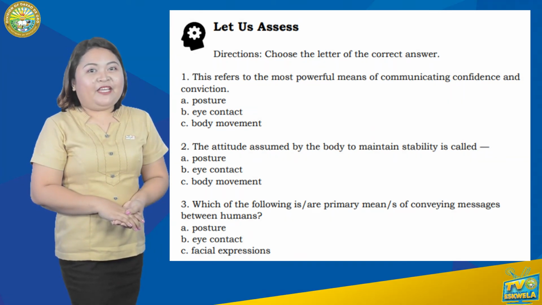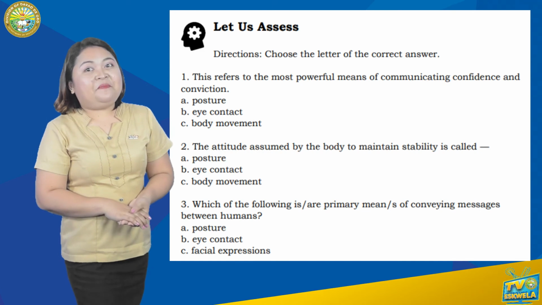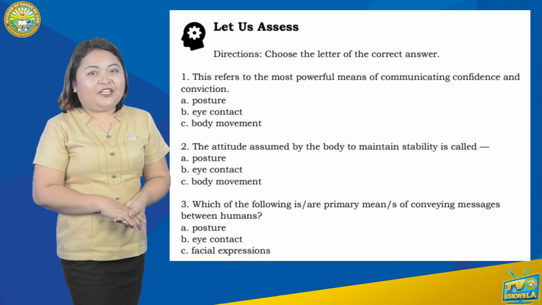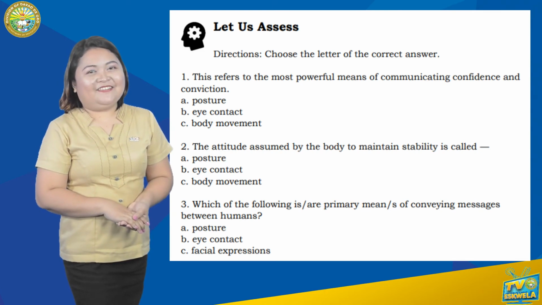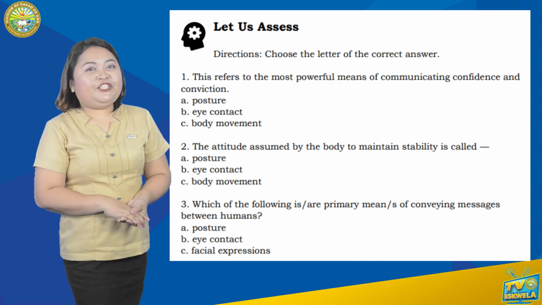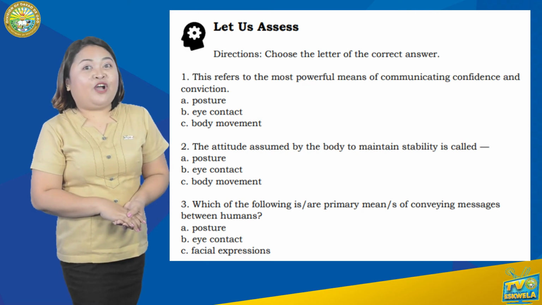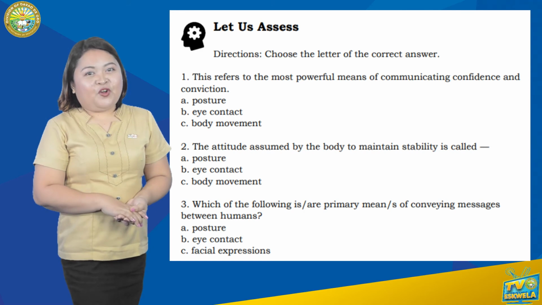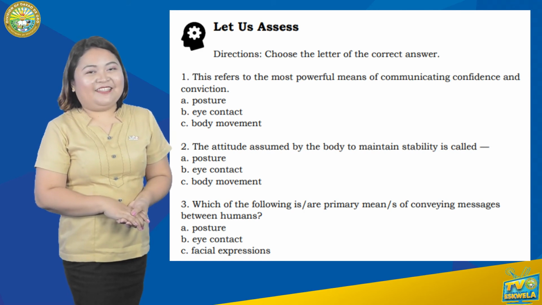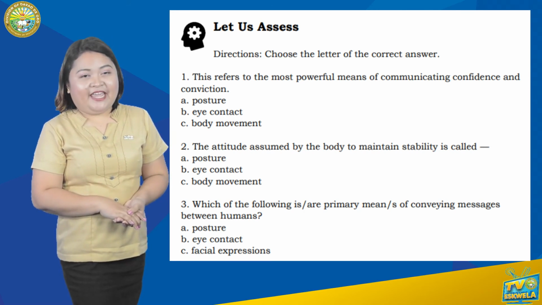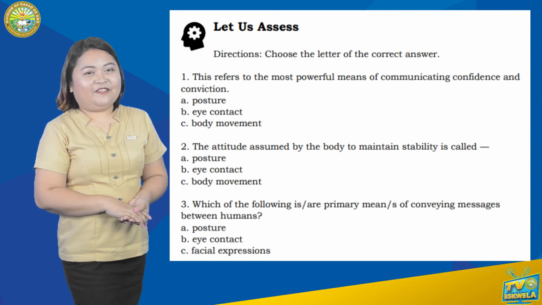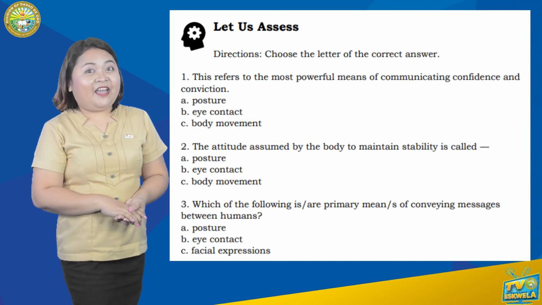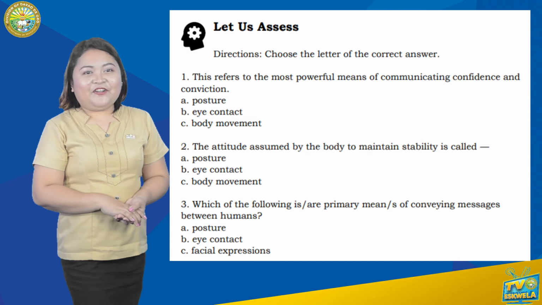Number 3. Which of the following is or are primary means of conveying messages between humans? Letter A. Posture. Letter B. Eye contact. Letter C. Facial expressions.